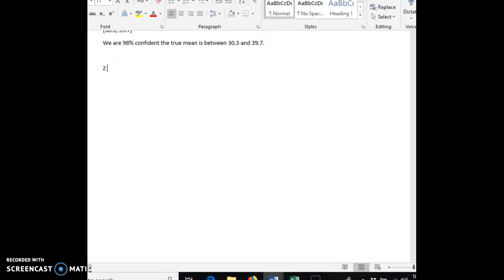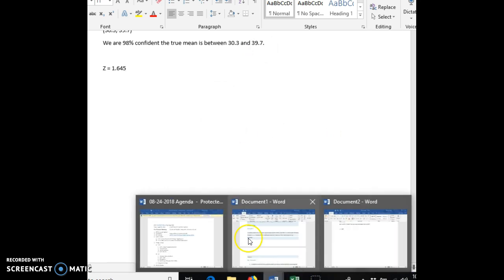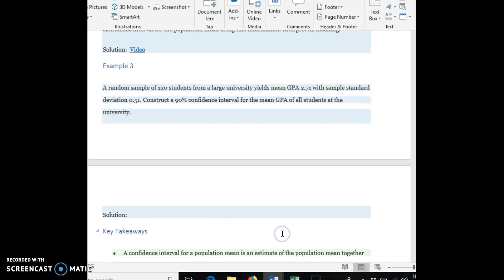So z was 1.645. And eventually you'll get used to the 90% confidence interval being 1.645 for a large sample. A 95% confidence interval is 1.96 for a large sample. So we'll see those two values a lot when we're using 90 and 95% confidence. All right, so let's go back to our example.